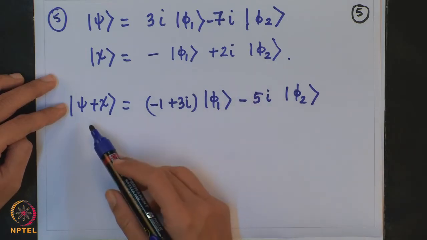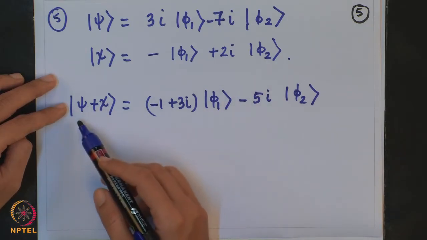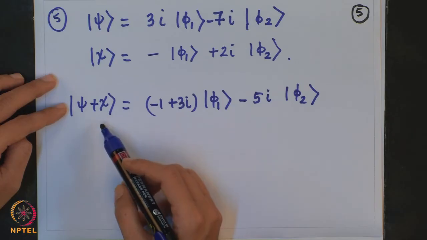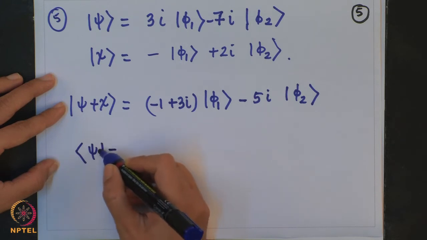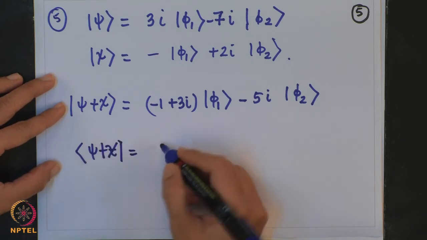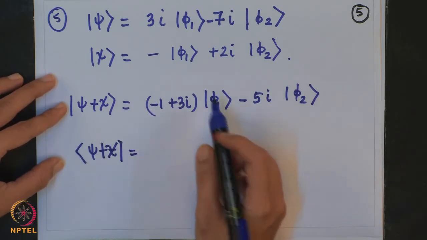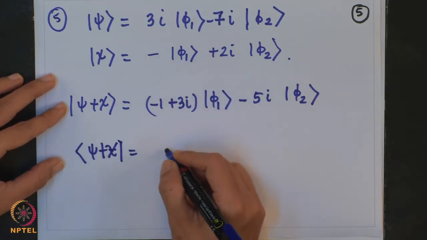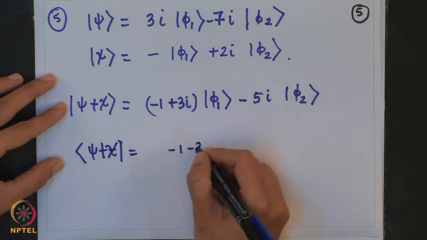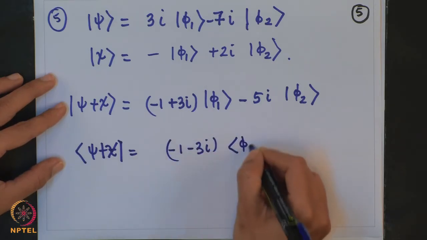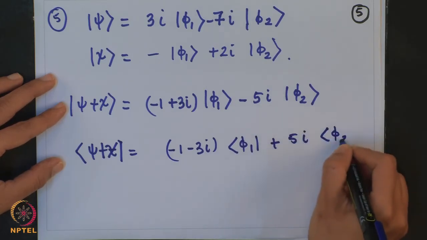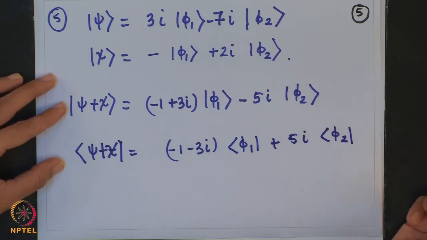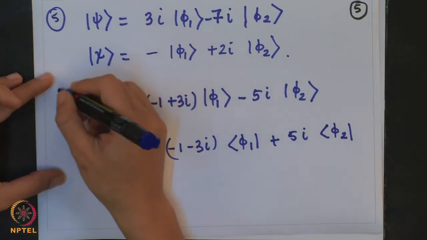Now, you have to find out the bra of psi plus chi. So, simply what you would do is just take the complex conjugate of this. Okay. You just take the complex conjugate. So, what you get is minus 1 minus 3i phi 1, correct, plus 5i bra phi 2. Okay. It is very simple to check this. Okay. This was the A part, right.